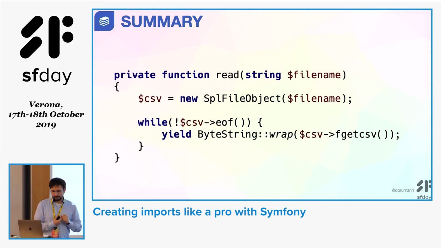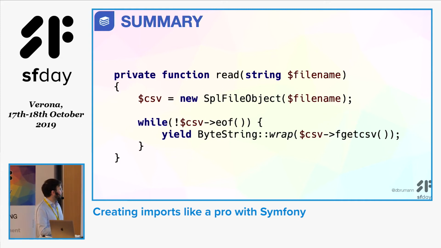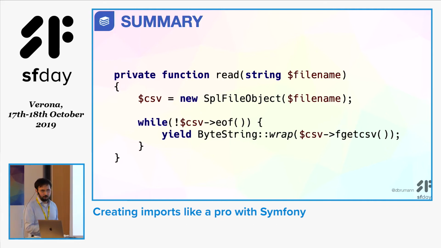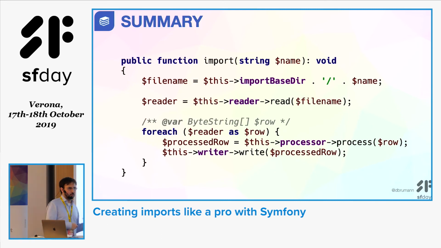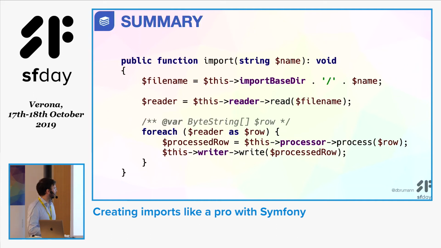And this is kind of the summary, what it would look like if we use it. So we have our SPL file object, we check for the CSV end of file, and instead of just getting the CSV output and storing an array, we yield it, so we use generators. And there's a nice convenience method around the byte string called wrap. Basically what it will do is take an array of strings and return an array of byte string objects, and then later on this byte string you can move into a Unicode string with your encoding, and then the reading can look something like this.